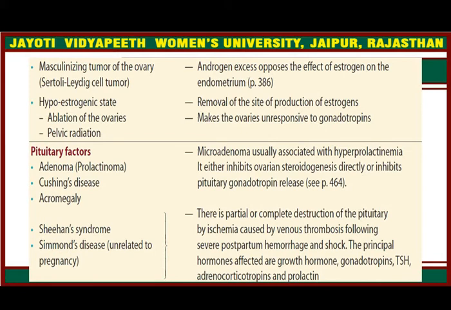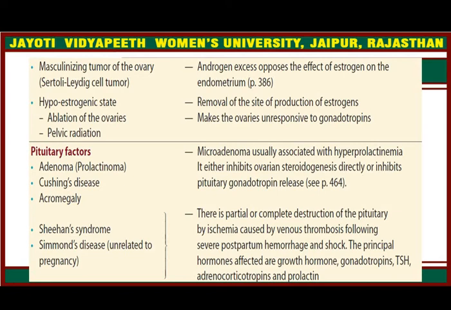Again, hypoestrogenic state like ablation of ovaries and pelvic radiation. This will cause the removal of the site of production of estrogen. Basically follicular development will not be there, and that will cause amenorrhea, or it may make the ovaries unresponsive to the gonadotropins, and that will lead to amenorrhea. Again, pituitary factors. Here pituitary adenoma, Cushing syndrome, acromegaly, all these cause hyperprolactinemia, that will inhibit the ovarian steroidogenesis, meaning production of estrogen and progesterone, and that will cause amenorrhea.